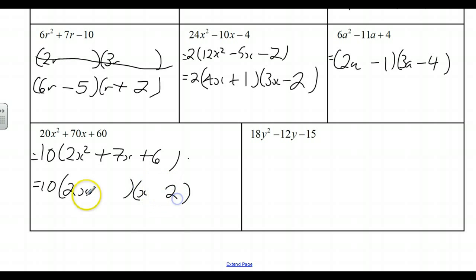Done. 3 goes in all of these, so it would be 3. And we'll get 6y squared minus 4y minus 5, right? So that's done. Check it. 18 minus 12 minus 15.